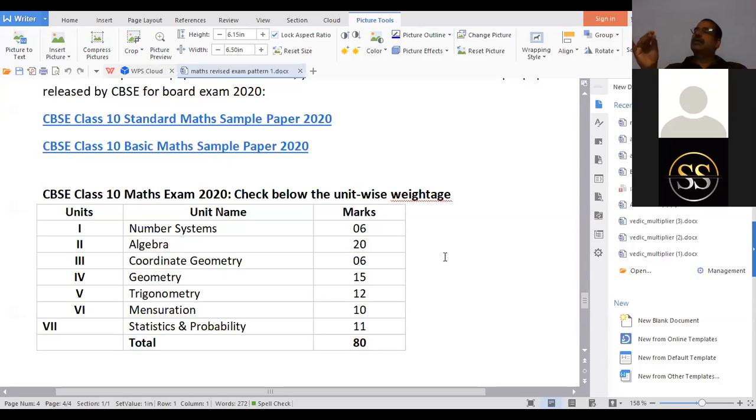These 4 chapters will come under algebra, 20 marks. Each chapter nearly 5 marks. And coordinate geometry, 6 marks.